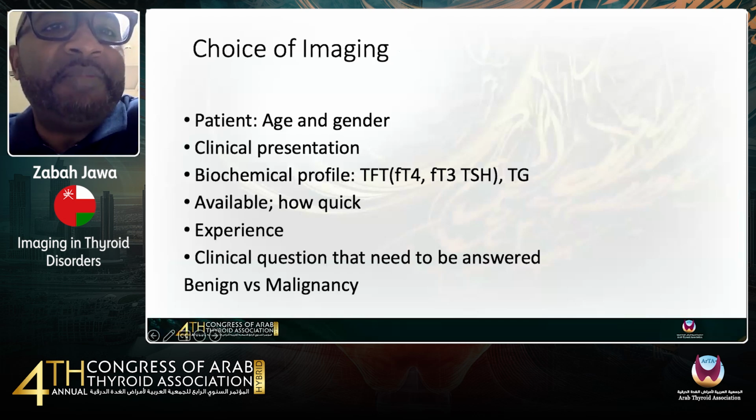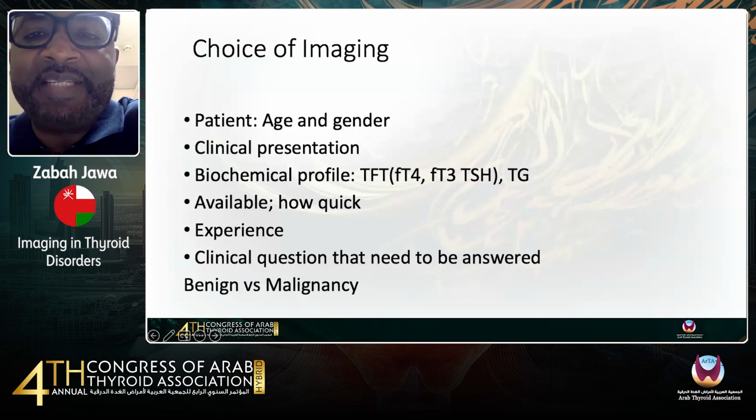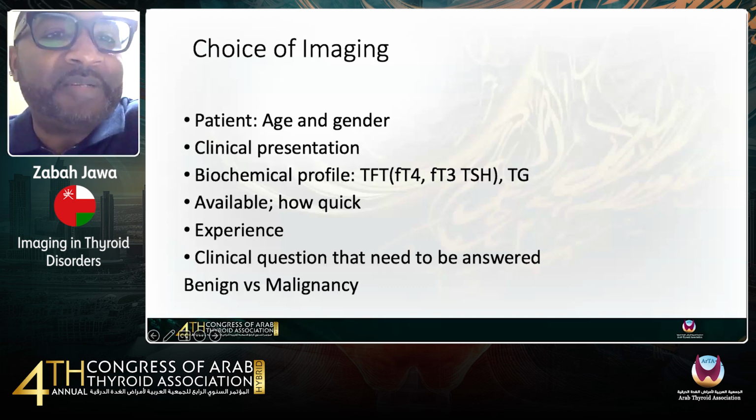So the choice of imaging in terms of thyroid disease largely depends on the patient's age and gender, the clinical presentation of the patient, and the biochemical profile, particularly the thyroid function tests, T3, T4, and TSH. And of course, in patients with thyroid malignancy, the thyroglobulin (TG) of the patient is important.